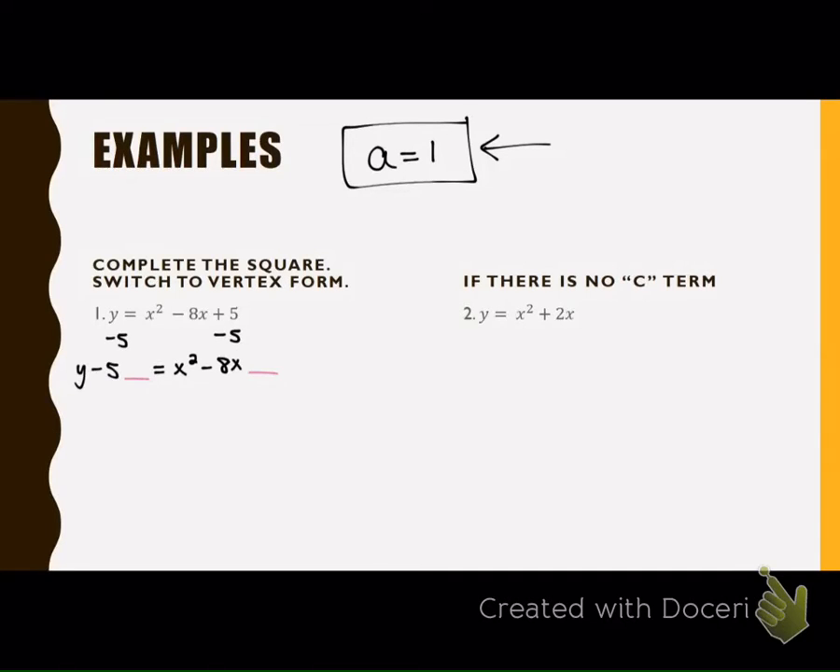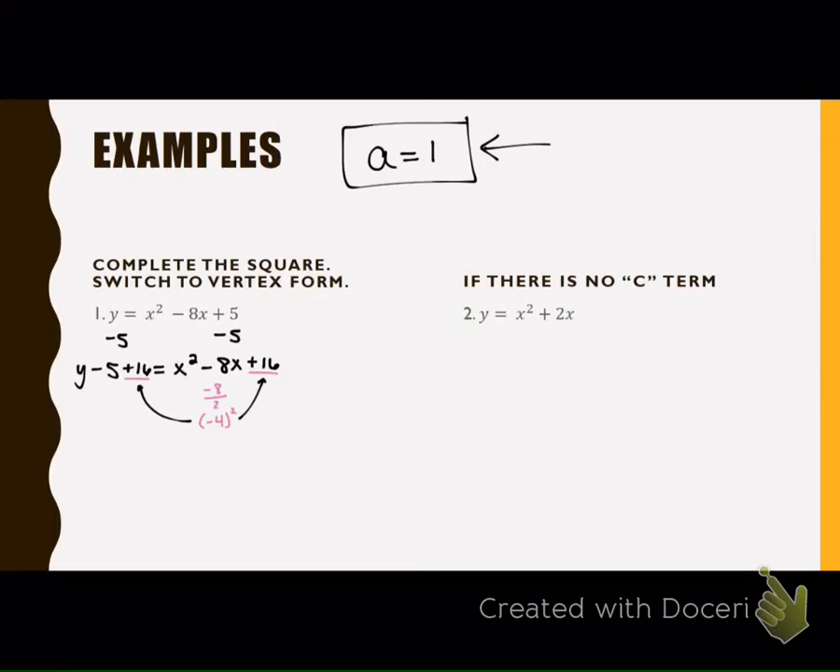So, negative 8 divided by 2 is? Negative 4. Negative 4 squared is? Yeah. So, in both blanks, to keep the equation balanced, we are going to put 16. That is going to help us make a perfect square trinomial that factors into the same thing times the same thing. That's why we're doing it.